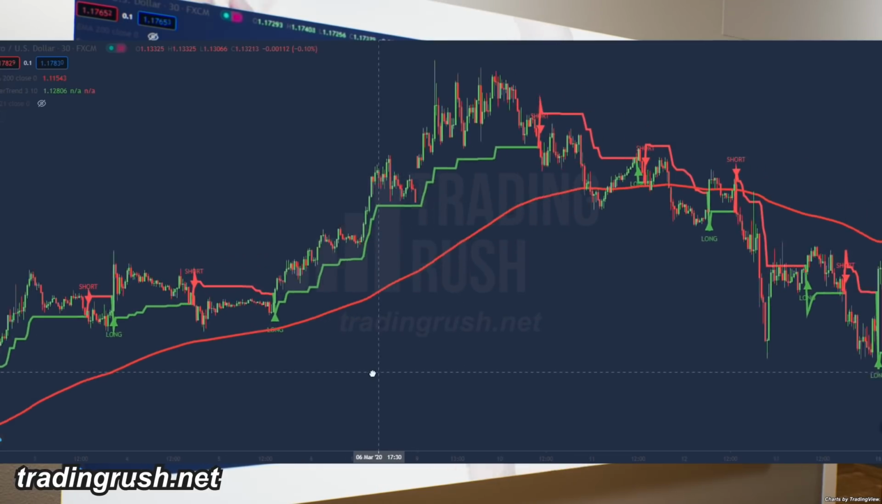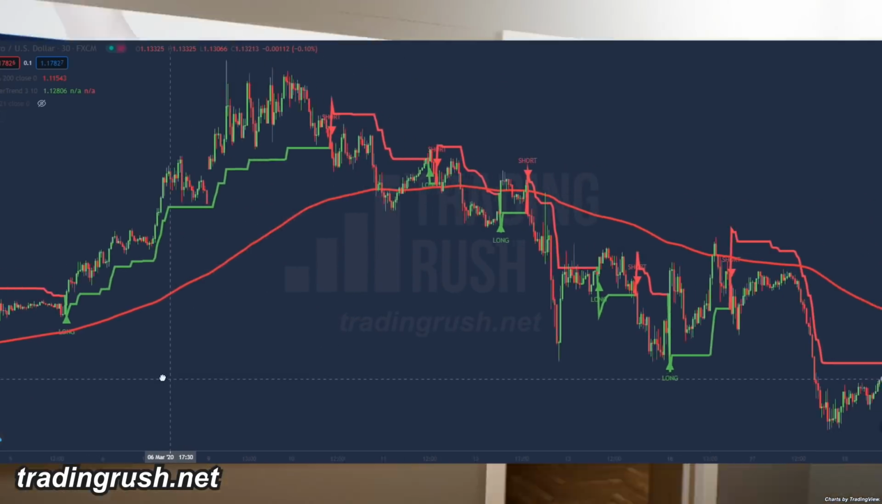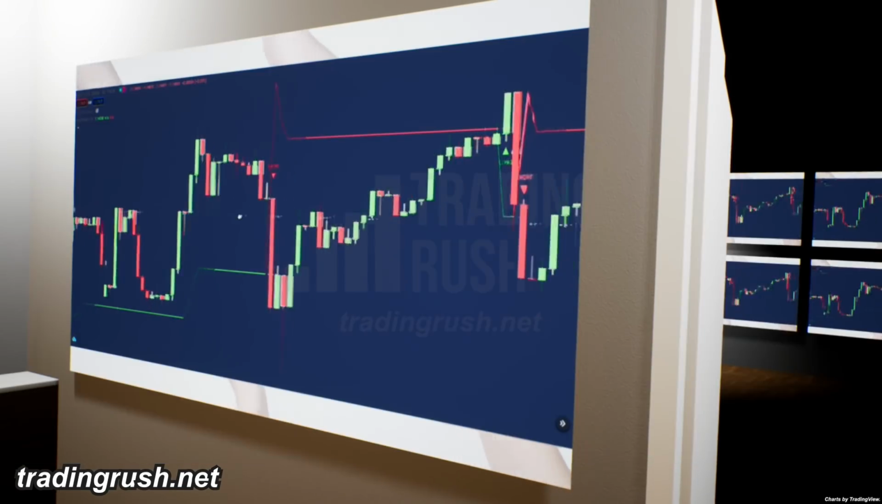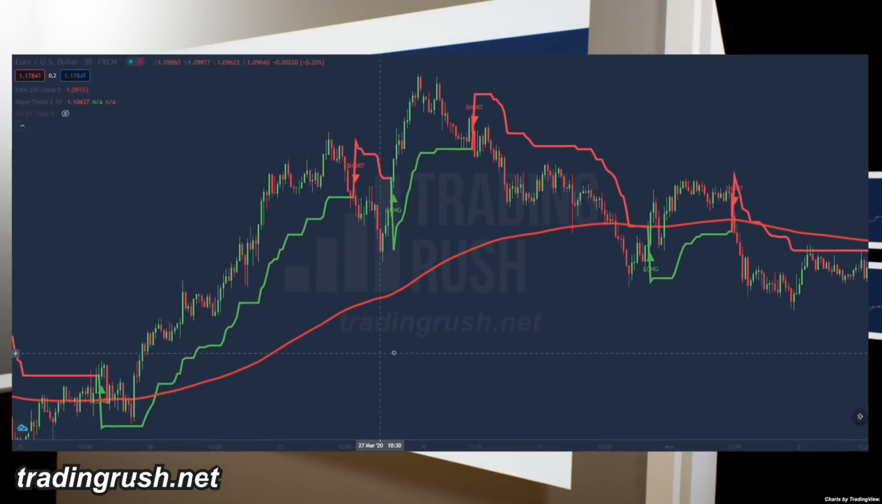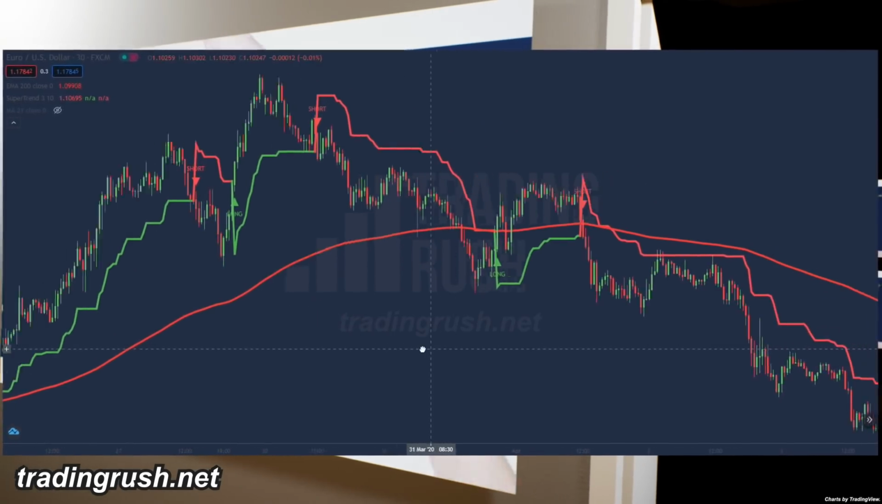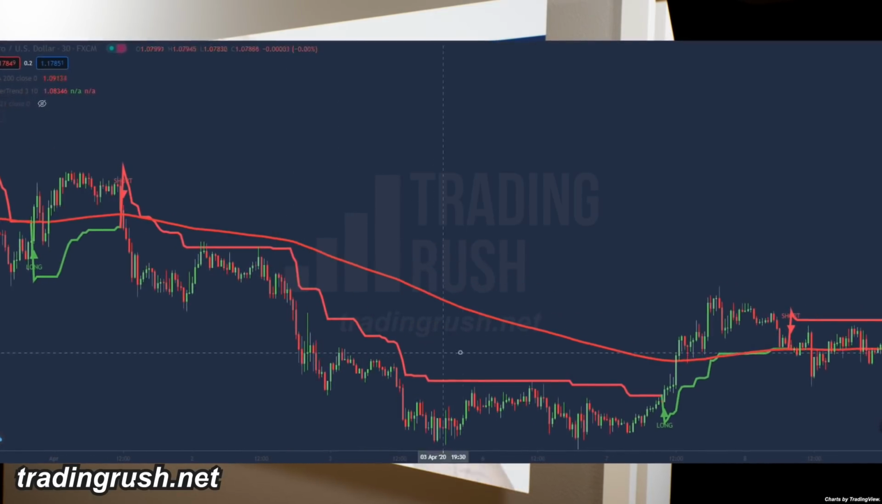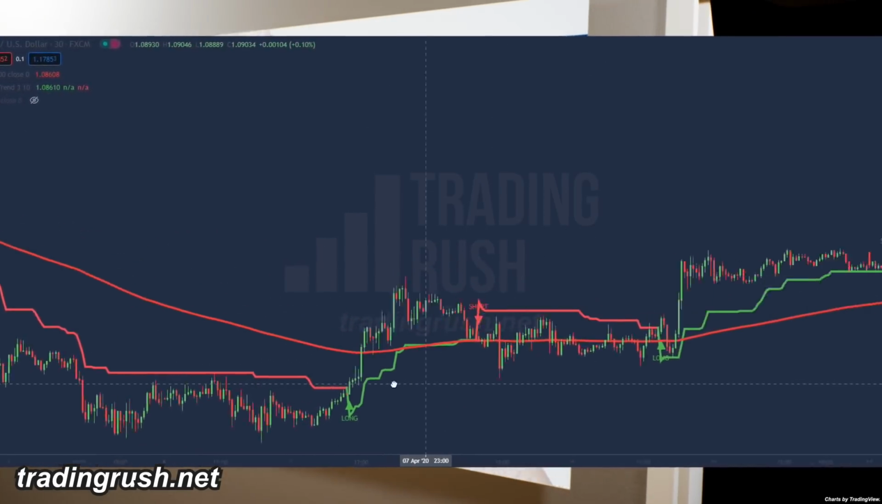If the price is above it, there is an uptrend going on, and if the price is below it, there is a downtrend going on. So here's how the modified Supertrend Indicator trading strategy goes. And I have also tested the Supertrend Indicator 100 times in the same way, and the results were pretty impressive.